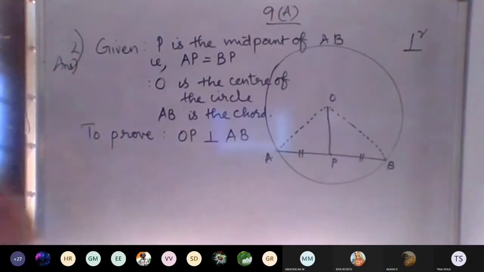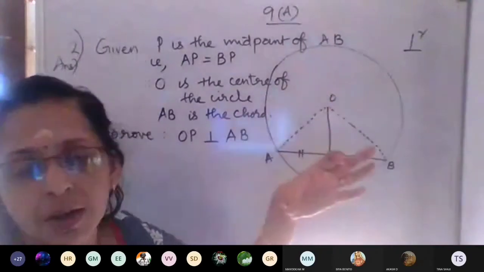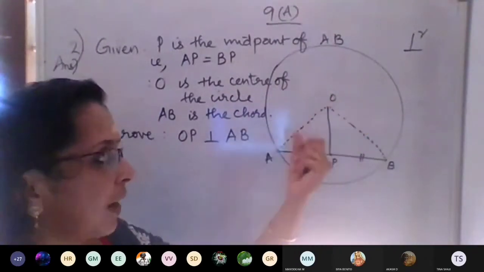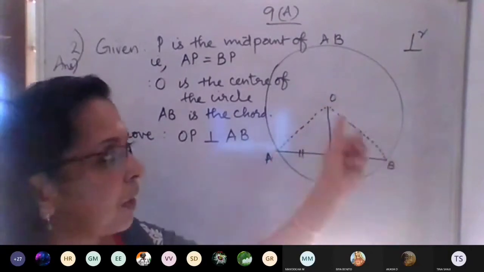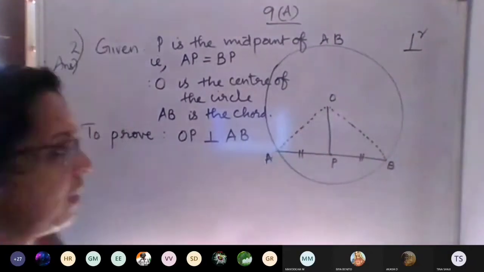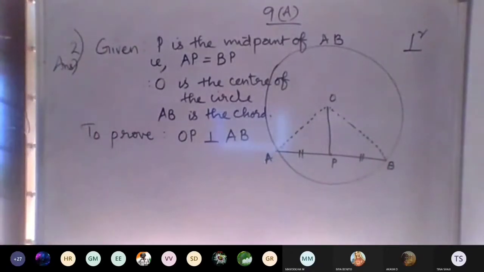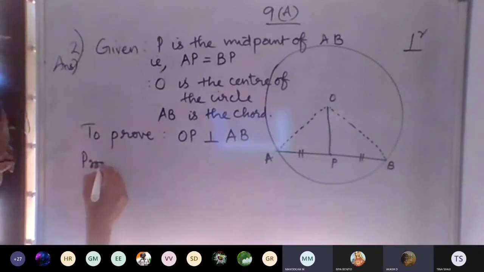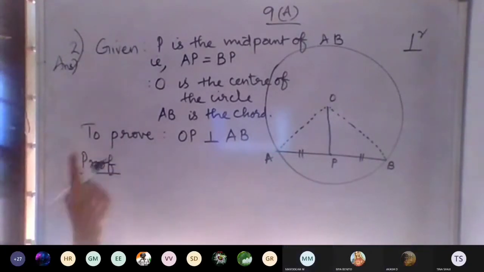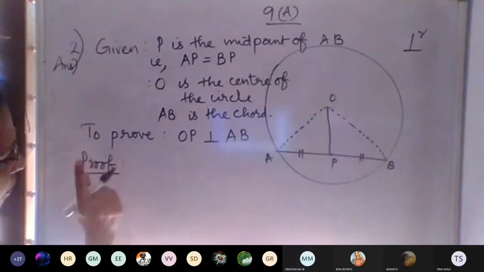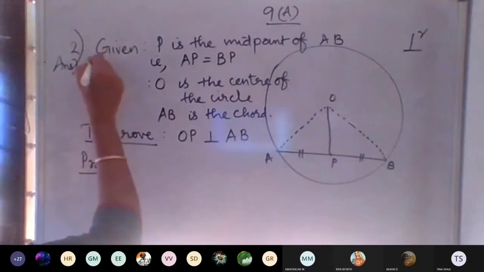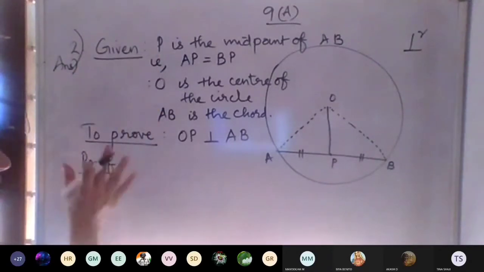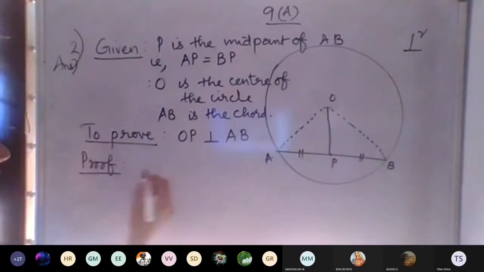What are the things we have to do in this question? What we have done here is we joined AO and BO. Next is the proof. We are starting. For doing this proof, this is given, this is to prove, and this is the proof.